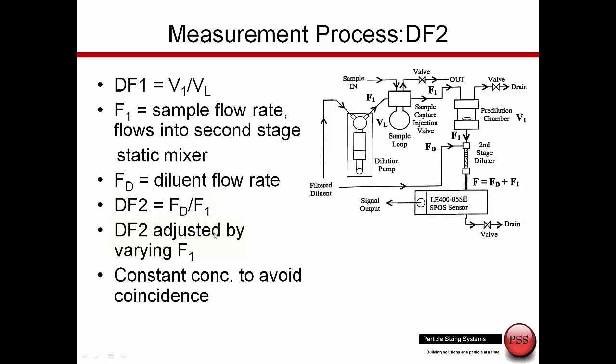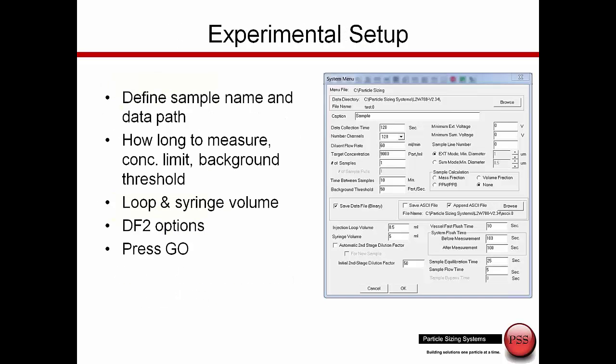We can alter DF2 by varying F1, by varying the flow rate as controlled by the syringe pump you see here. What we want is a constant flow rate through the sensor at the proper concentration to avoid any coincidence error from multiple particles in the sensor at the same time. So, two-stage dilution with DF1 and DF2.